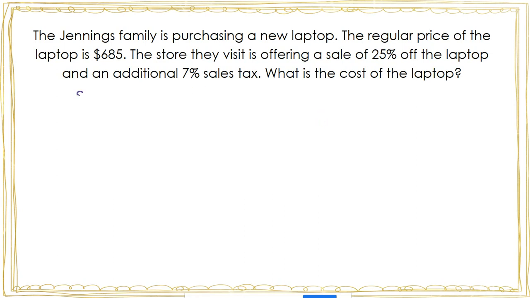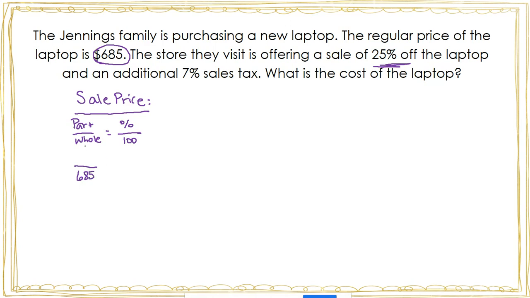I know that the laptop originally cost $685, but I know that it is being reduced by a rate of 25% off. So I need to find what is the sale price of the laptop. I'm going to use my proportion part over whole equals percent over 100. In this case, the whole cost of the laptop is $685. So I'm going to put $685 in my denominator to represent the whole. I know that this side always has percent over 100, so I'm going to put 100 here.